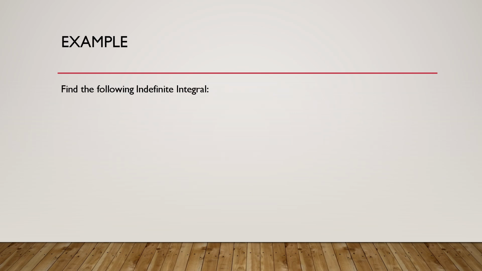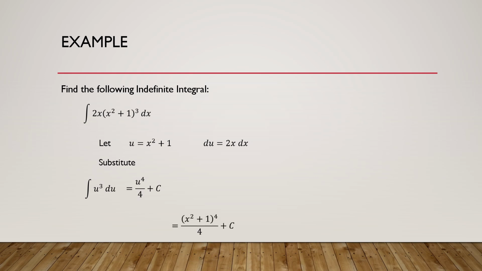As an example, let's find the indefinite integral of 2x times the quantity of x squared plus 1 to the third power dx. Here we let u equal x squared plus 1. du is then 2x dx. We now substitute these values to get the integral of u cubed du. This is a simpler integral to solve as u to the fourth over 4 plus c. Substitute back in for u to get the final answer, the quantity of x squared plus 1 to the fourth power over 4 plus c.